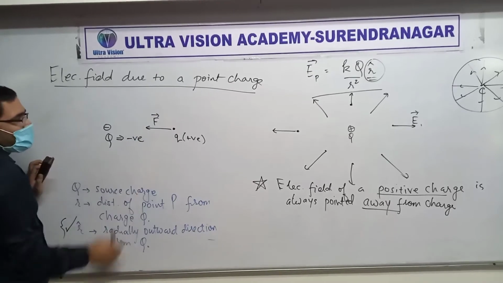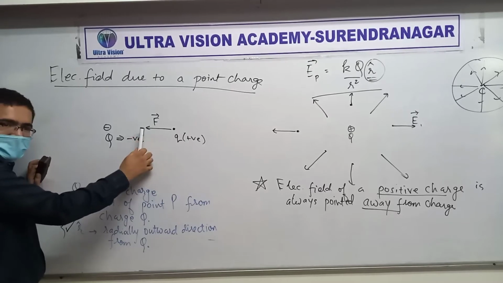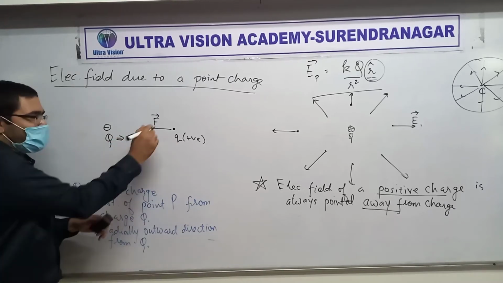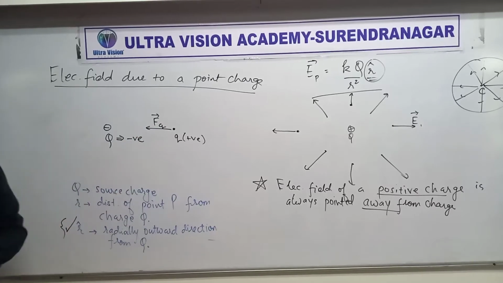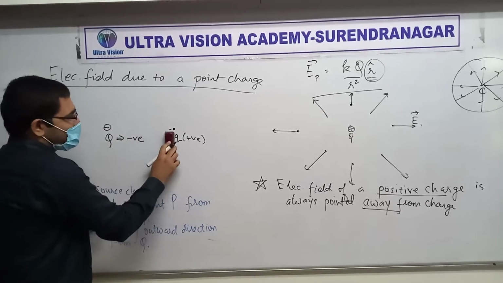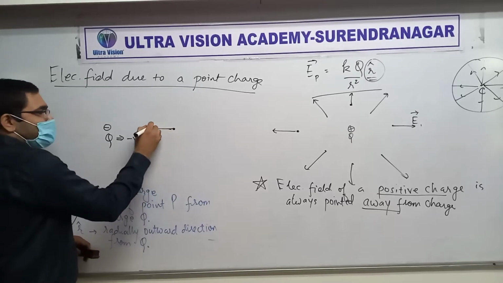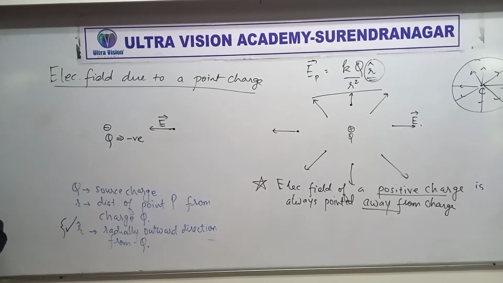Now you know that for a positive charge, the force that it experiences, this is the force on Q, and the electric field are in the same direction. So what does that mean? At this point, what's the direction of the electric field? Opposite to what? It will be to the left side. Clear or not clear?